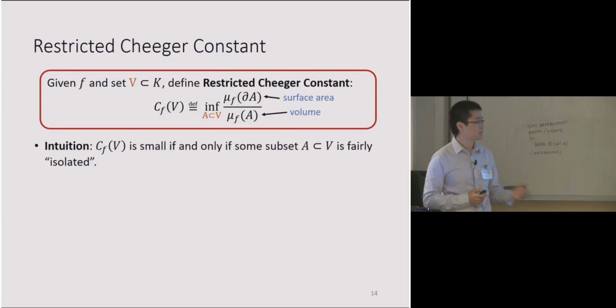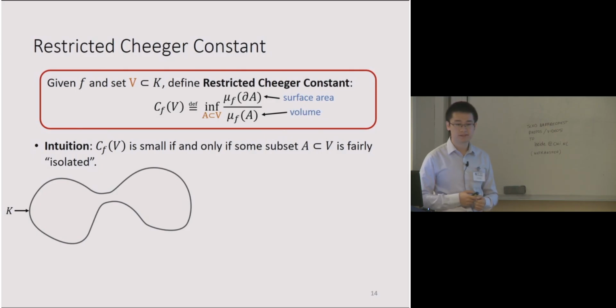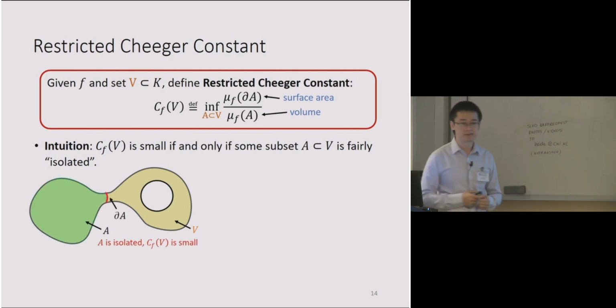To help understand this abstract definition, let's consider the following claim. It says that the restricted Cheeger constant will be small if and only if there's a subset of V that is fairly isolated from the rest of the parameter space. As a graphical illustration, let's consider a non-convex parameter space K and a set V inside of it. For this particular set, we can find a subset A indicated by the green color that is fairly isolated from the rest of the parameter space. It is isolated because the surface area of A inside the parameter space is much smaller than its volume. So the connection between A and its complement is fairly weak. And as a result, the restricted Cheeger constant defined on V will be small.